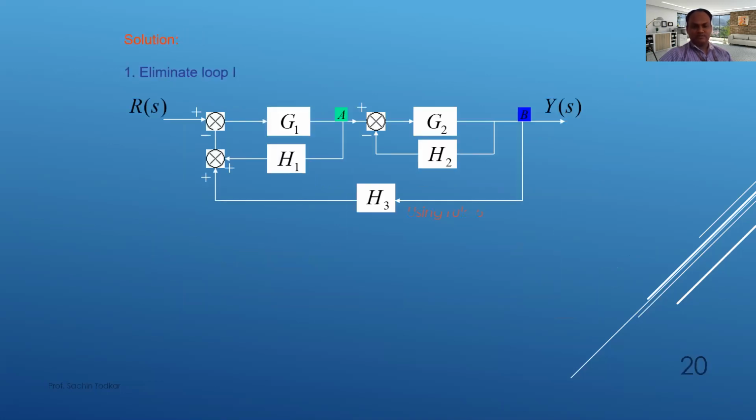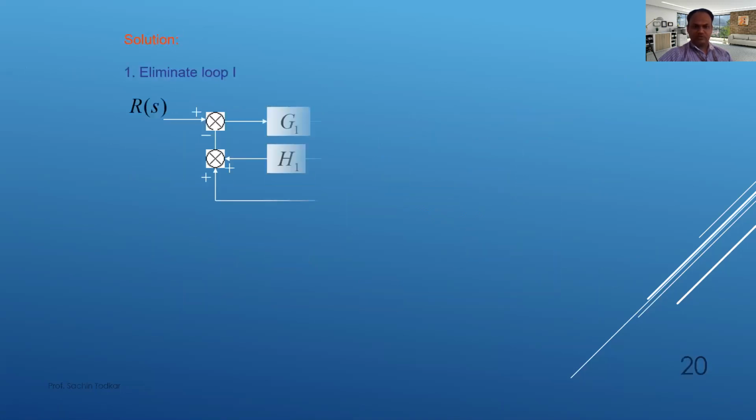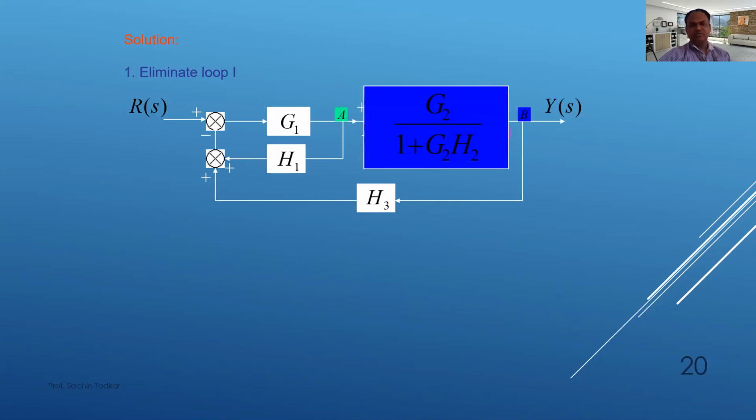Now in this example, the last example of this lecture, you will see there are two feedback functions. Now how to solve this? This is one A point, B point. So what we are going to do? We are going to find out first this loop number 1, because it is easy to solve. So it will become G2 divided by 1 plus G2H2.